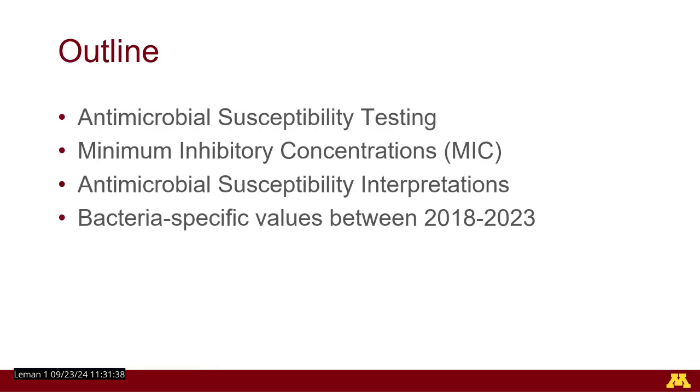All right, so first of all, we'll talk about antimicrobial susceptibility testing. What is it? What are the different types that you can do or have done on your samples? We'll talk a little bit about MICs, or minimum inhibitory concentrations. Touch briefly on susceptibility interpretations, which are usually either made off of those MIC values or potentially qualitative type tests for some of the testing methods we'll talk about. And then I've got some bacteria-specific values from our Minnesota VDL data between 2018 and 2023 to look at some time point trends.